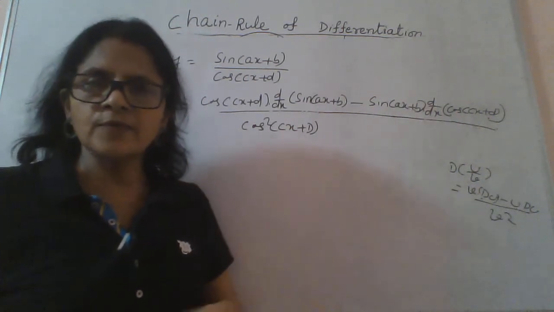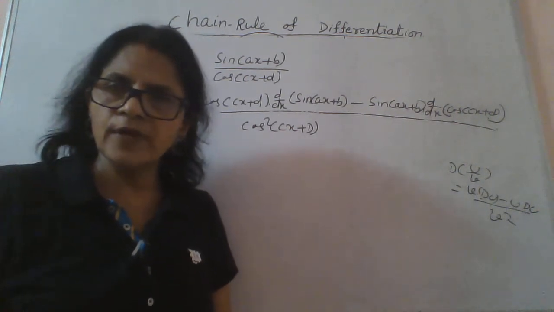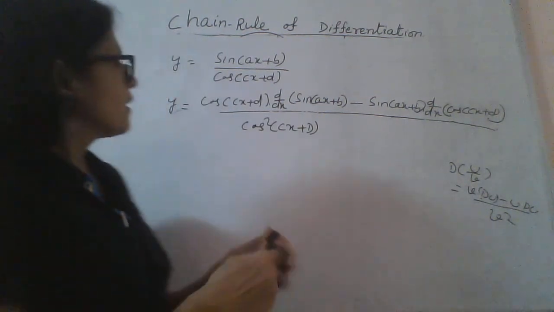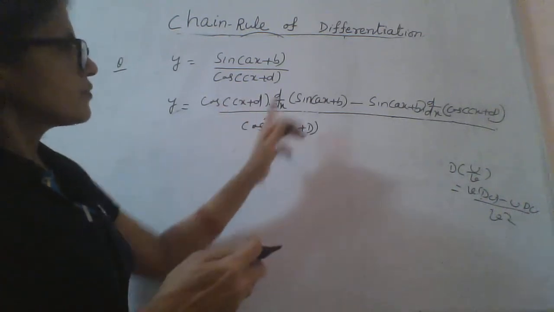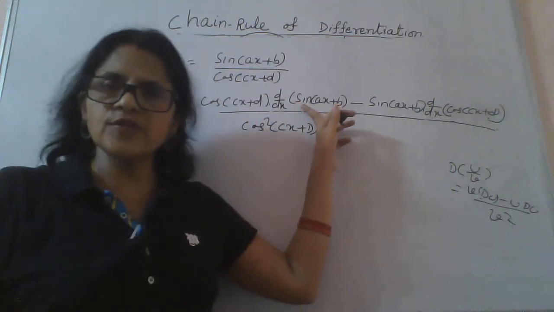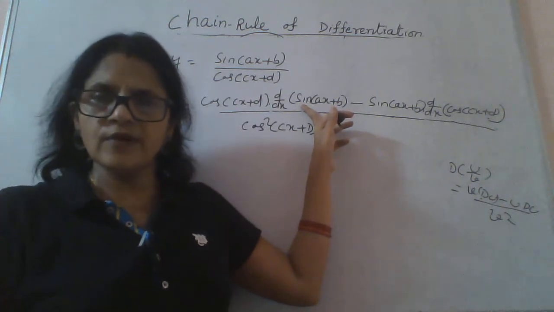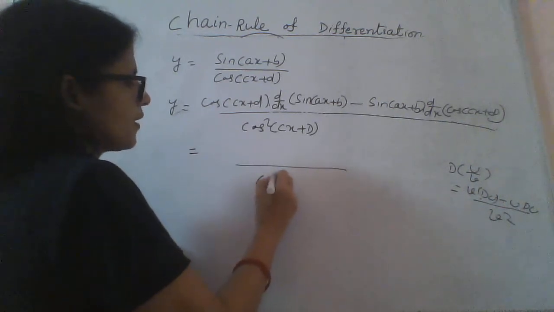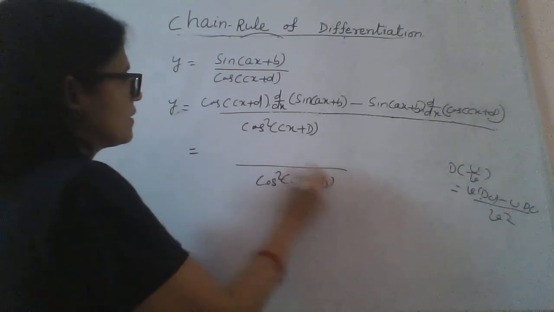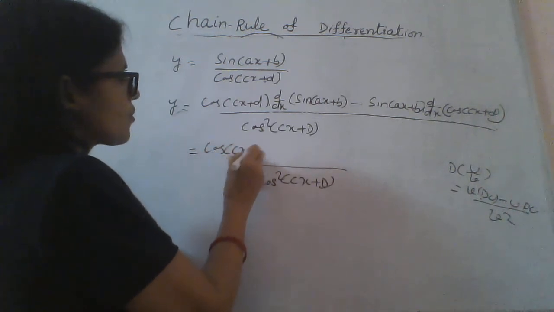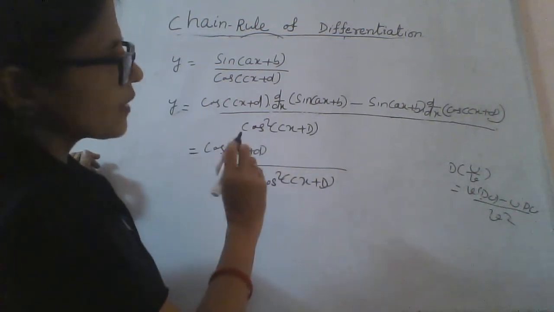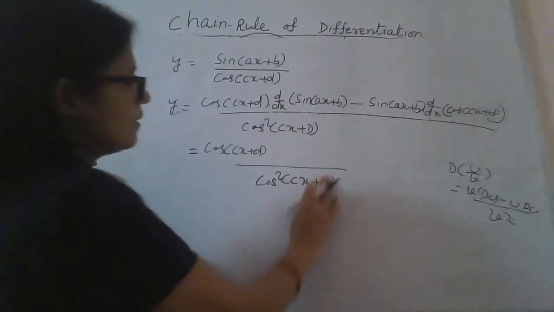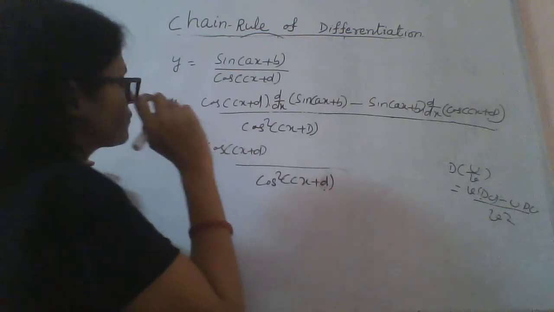Again, as I have told you earlier, chain rule can come anywhere. It is the vital organ of differential calculus. So whenever we differentiate a function individually, we will think of chain rule. So you are getting here cos square cx plus d in the denominator, and here cos cx plus d.